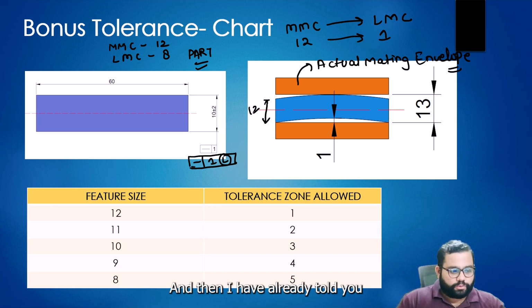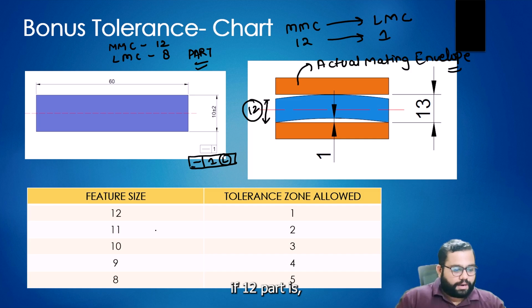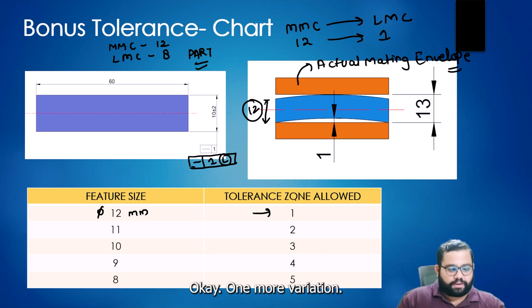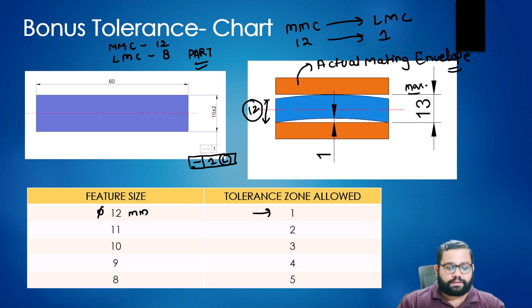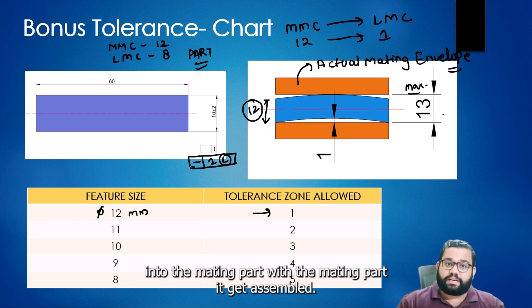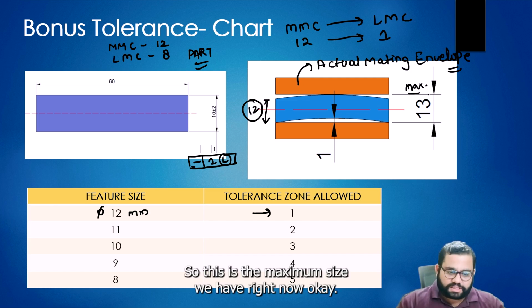I have already told you, if the part is manufactured at 12 mm diameter, we have a tolerance of 1 mm. Only a 1 mm variation we can have, because this is the maximum size. If this size is manufactured, then only the part will enter into the mating part and get assembled. So this is the maximum size we have right now.